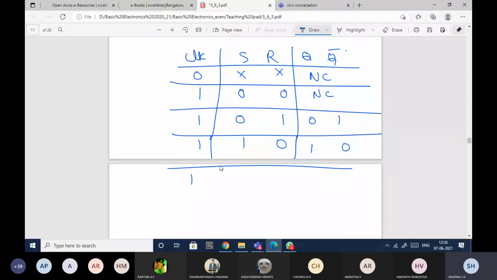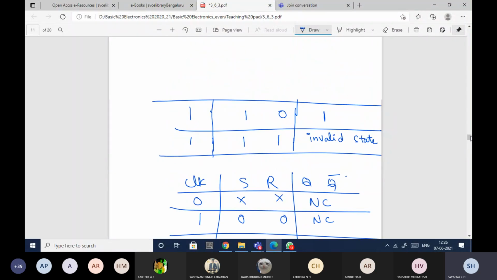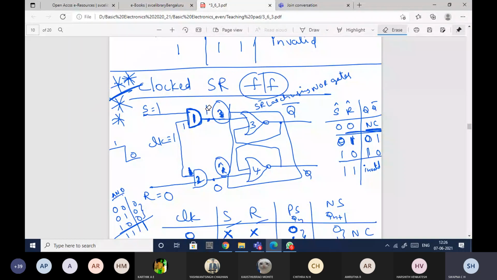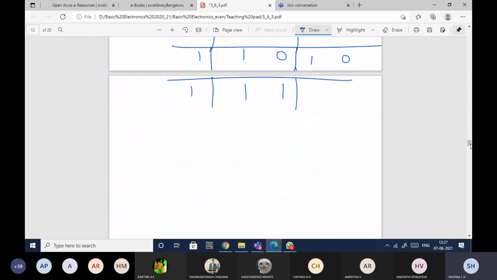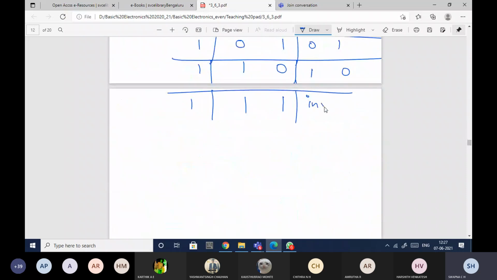The last case, clock 1, S is equal to 1 and R is equal to 1. Okay, so just check back this one. I'll erase everything. See, S is equal to 1 and R is also equal to 1. So since S is equal to 1 and R is equal to 1, the output of the first AND gate is 1 and the output of the second AND gate is also 1. So if you observe, S cap and R cap are 1 1. So the state is invalid state.